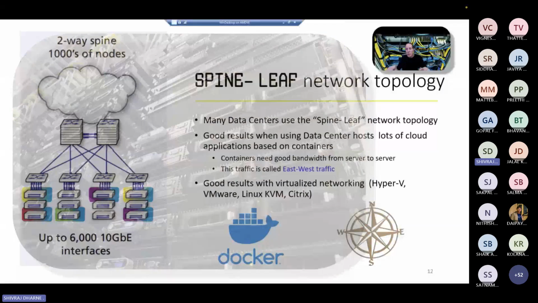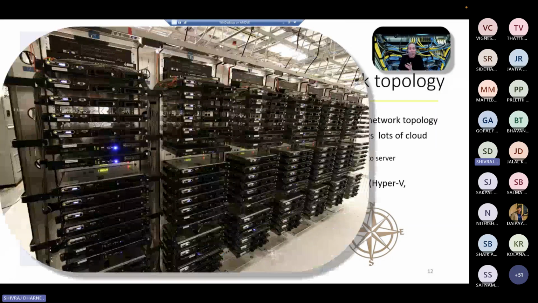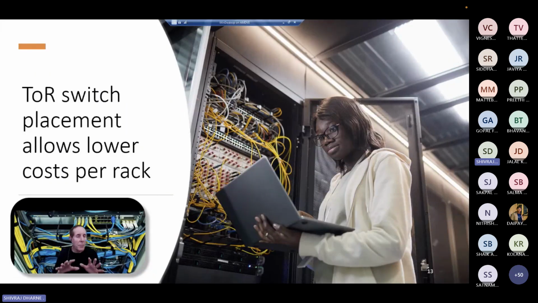That traffic is east-west. So you also get great results with virtualized networking. If you're using Hyper-V, VMware, Linux KVM, and Citrix, they work great with the spine leaf network topology. These type data centers really want lower cost per rack, and a Tor switch placement really provides that lower cost.